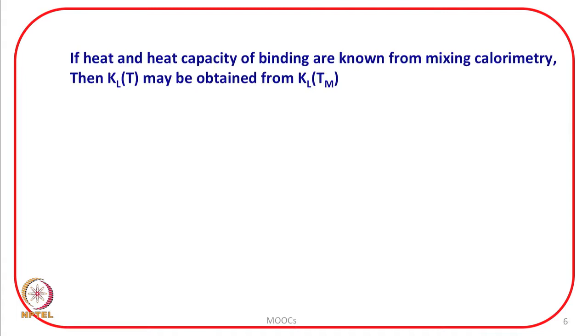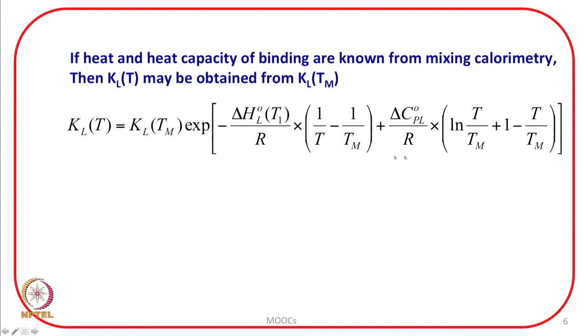Now, if the heat capacity of binding is known from mixing calorimetry, then KL at Tm can be determined from KLTM. This is the comment. How can it be determined? Let us take a look at this. Again, I am using one of those two derived equations where the final temperature I am keeping as T and the initial temperature I am keeping at Tm, and we are applying this for the ligand binding. So, KL at a temperature T is equal to KL at a temperature Tm into exponential of minus delta H naught L at T1 by R into 1 over T minus 1 over Tm plus delta CPL in standard state divided by R into log T by Tm plus 1 minus T by Tm.